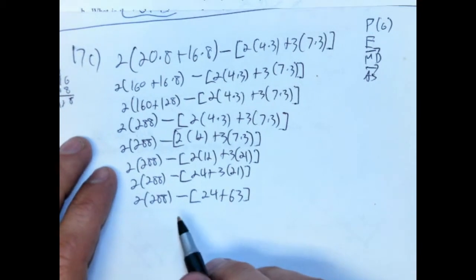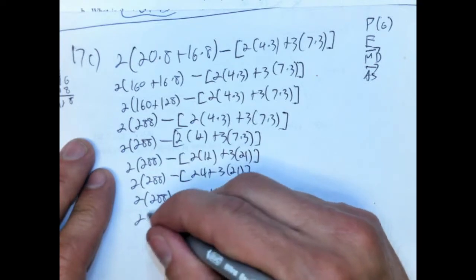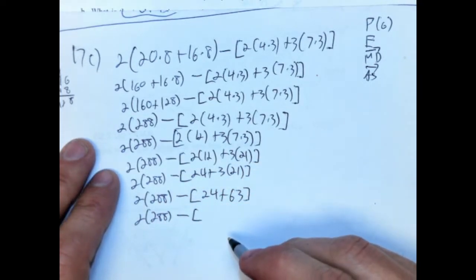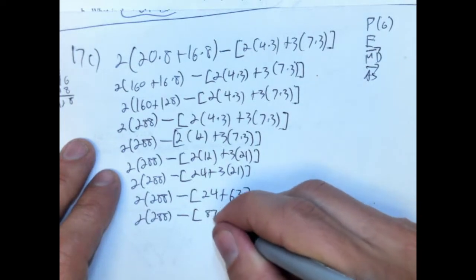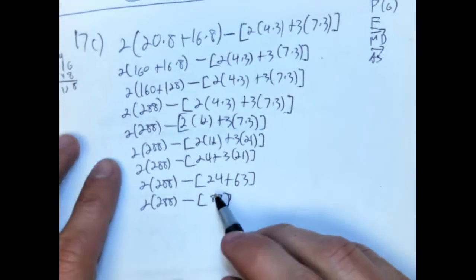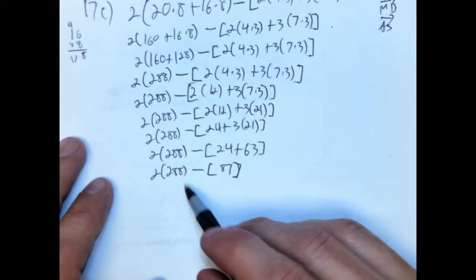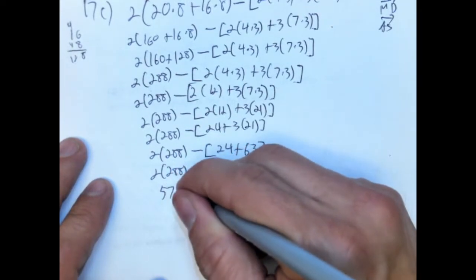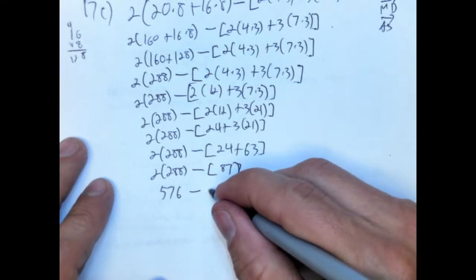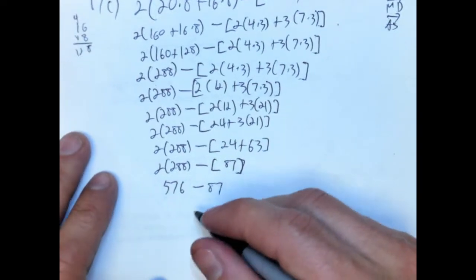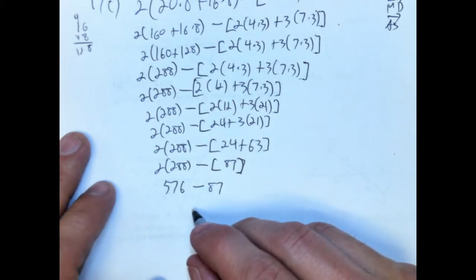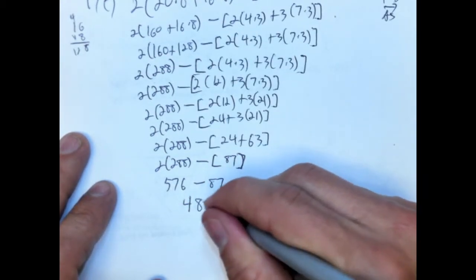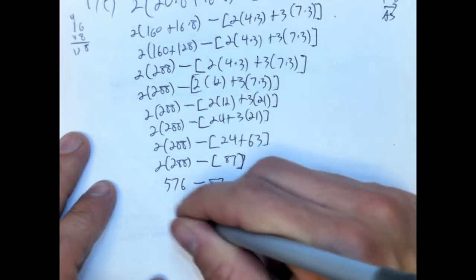Okay, now we got to do this bracket here, so it's going to be 288 minus 87. Now we have multiplication. 2 times 288 will be 576 minus 87. Get rid of the bracket there. And that's going to be 489, right? Yeah, 489 feet squared.